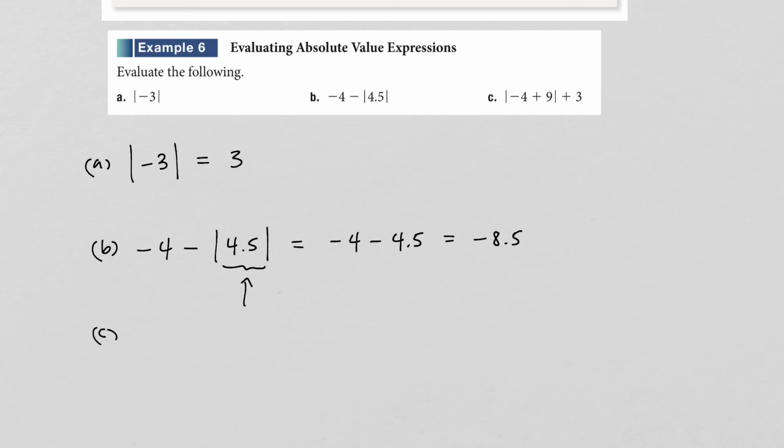And finally, in the third one, we have the absolute value of negative 4 plus 9, and then plus 3. So we're going to talk about order of operations next, but basically what you need to do here is work this out first. So negative 4 plus 9 is 5. So this becomes the absolute value of 5 plus 3. Well, the absolute value of 5 is 5, plus 3, and 5 plus 3 is 8.